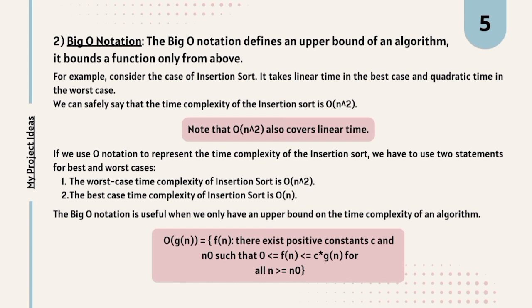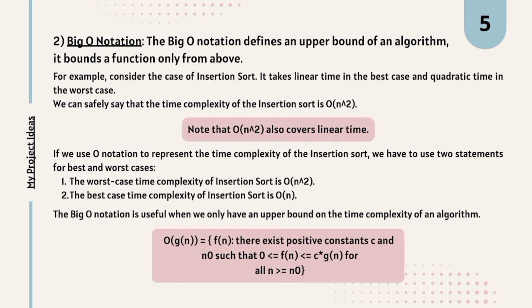For example, consider the case of insertion sort. It's a sorting algorithm. It takes linear time in the best case and quadratic time in the worst case. So it's big O of n in the best case, and in the worst case it's big O of n square. So you can safely say that the insertion sort time complexity is big O of n square. Always, always, always take into consideration the worst case. So you have to note that big O of n square also covers linear time.